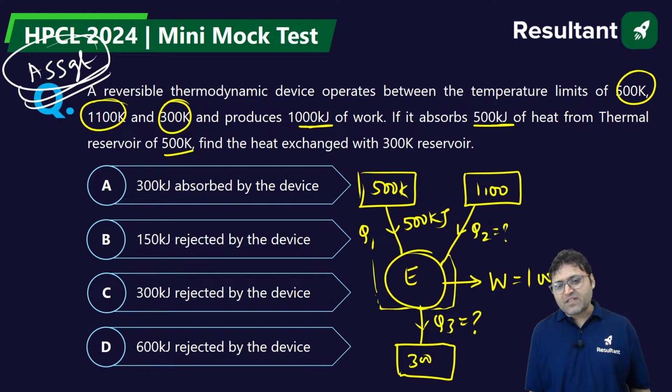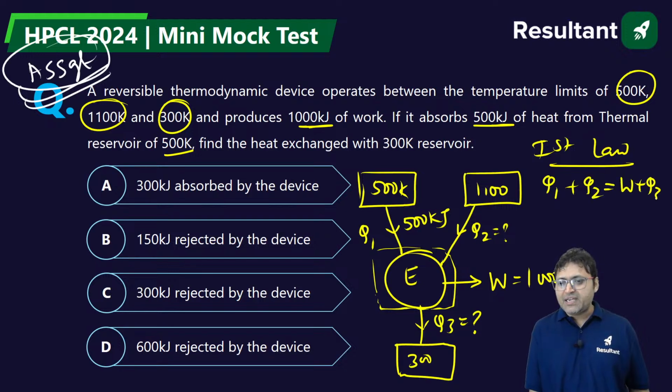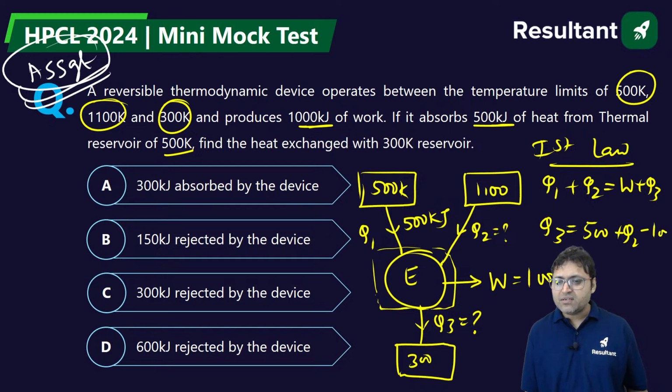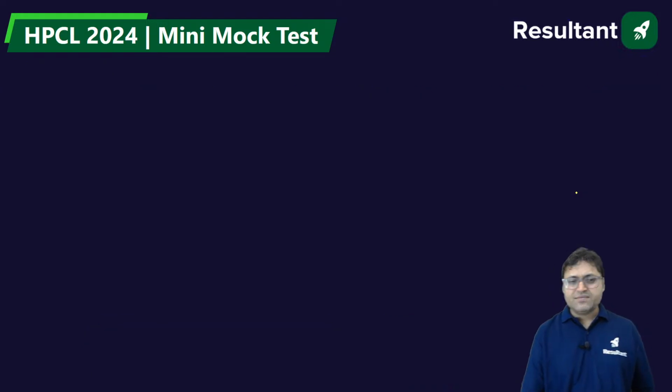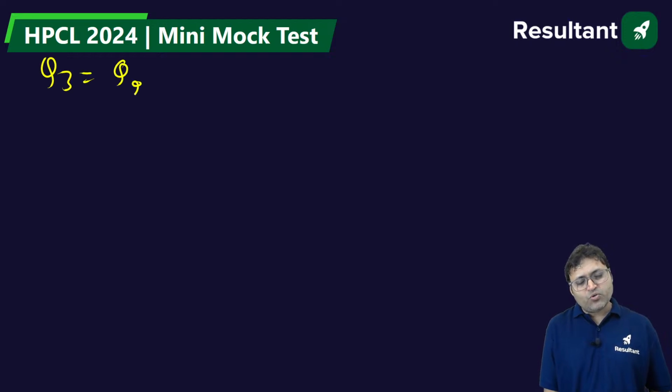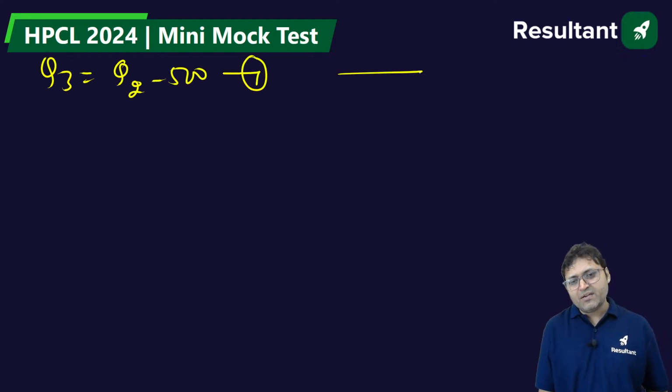So from the first law of thermodynamics, the energy conservation law, we can say Q1 plus Q2 must be equal to W plus Q3, yes or no? So Q3 is equal to Q1 plus Q2, 500 plus Q2 minus 1000. So Q3 is equal to Q2 minus 500. That is equation number 1.